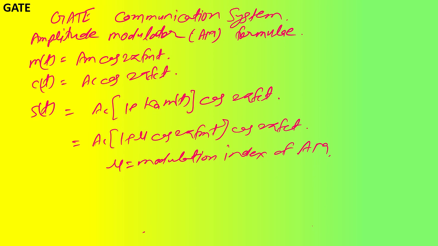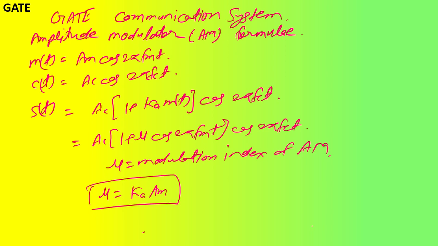So my amplitude modulated signal s(t) will become Ac into 1 plus mu cos 2 pi fm t into cos 2 pi fc t. So try to understand and put it in your mind this particular structure of the amplitude modulated signal. This is how you will recognize amplitude modulation. So what is happening here? My modulation index mu is nothing but the modulation sensitivity Ka into the message signal amplitude Am.